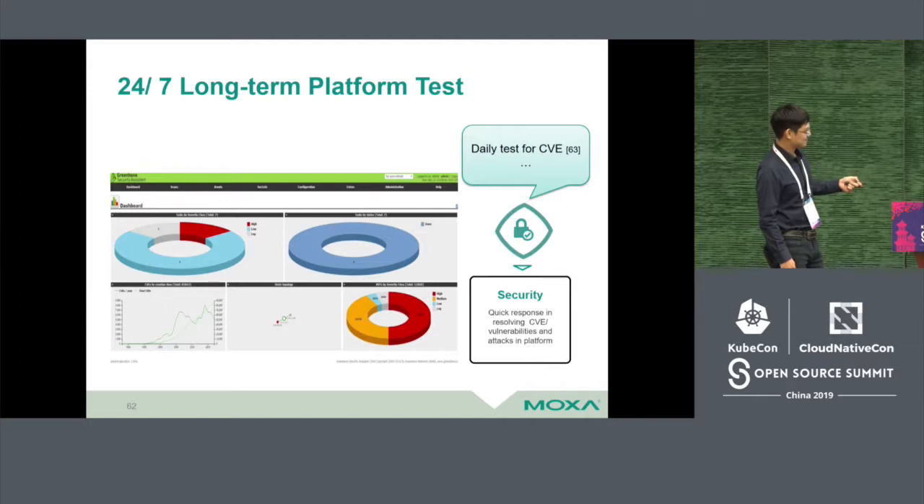And the last is a security test. We have a daily test for CVE. So as you can see, we will scan the platform every day to generate a security report. As you know, last week we had a SACK security issue in the kernel. So we can usually get the result for each platform of whether there is any CVE inside.